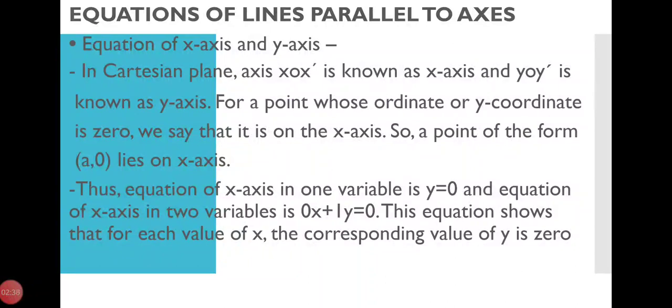We can make this one variable equation into a two variable equation also. That is, we can write it in the form ax plus by plus c equal to 0. We convert y equal to 0 as 0x plus 1y equal to 0. This shows that for each value of x, the corresponding value of y will always remain 0.